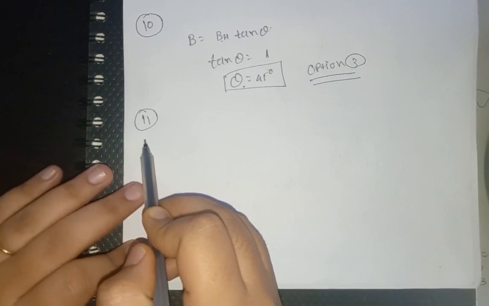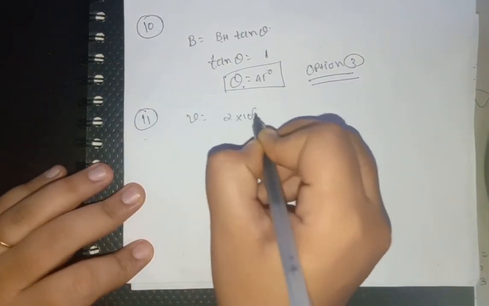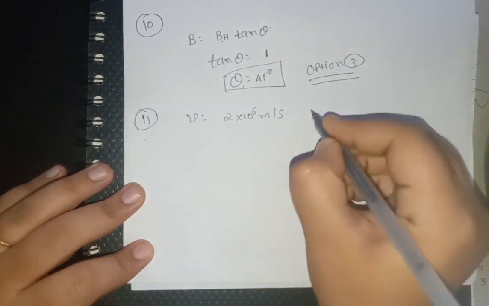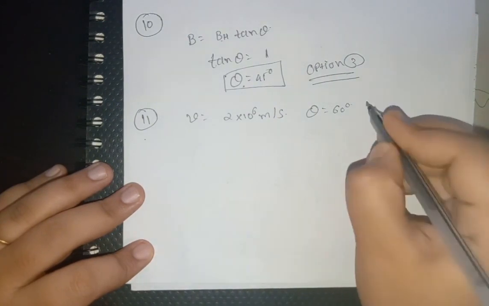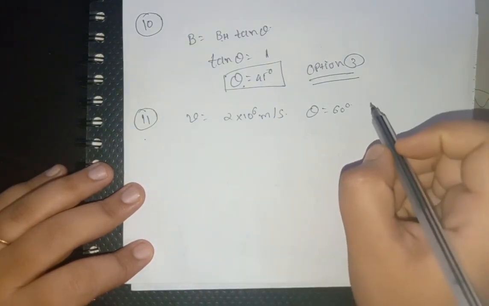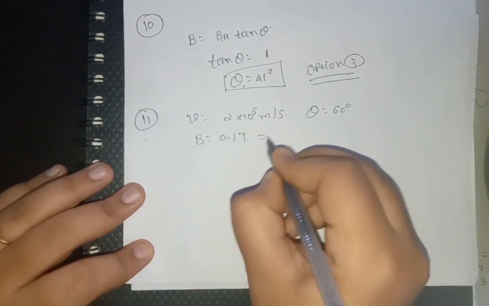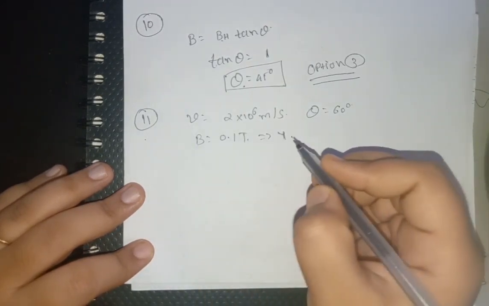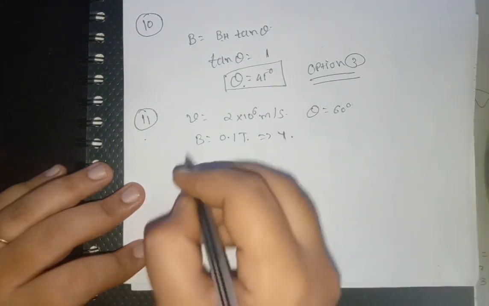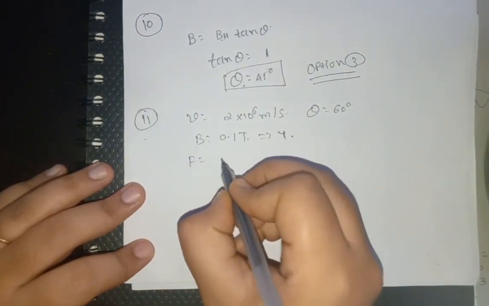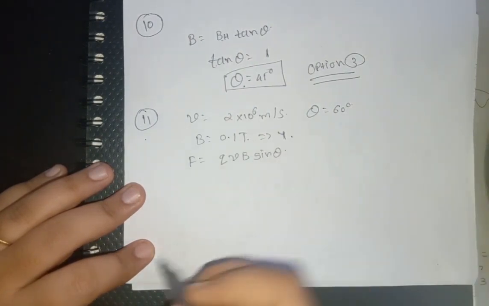In question number 11, a proton is fired with a speed of 2 into 10 power 6 meter per second at an angle of 60 degree to the x-axis. A uniform magnetic field of 0.1 Tesla is acting along the y-axis. We want to find the force acting on the proton. Force on a charged particle in a magnetic field is given by QVB sine theta.